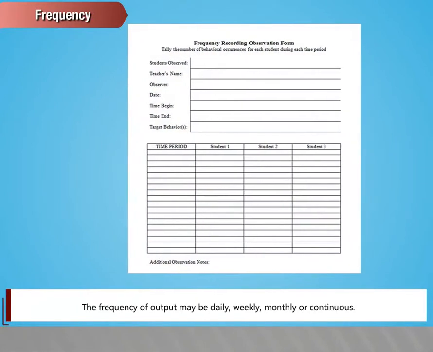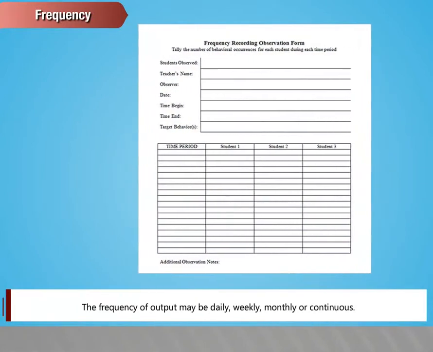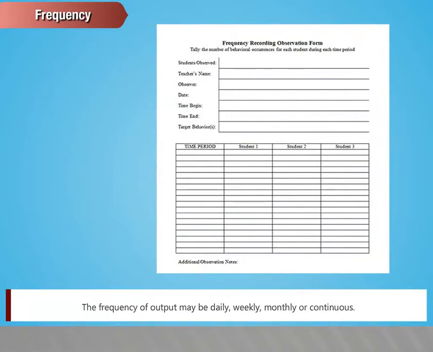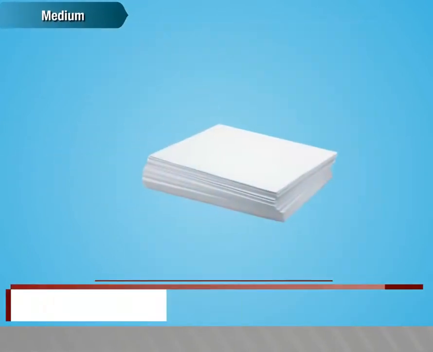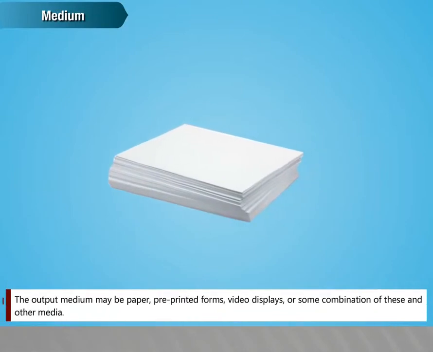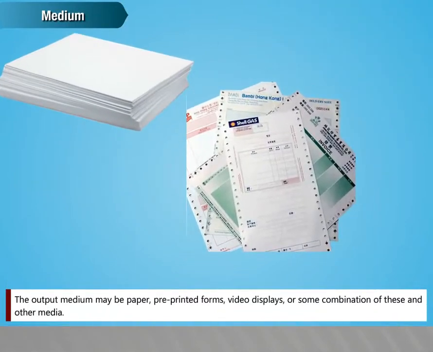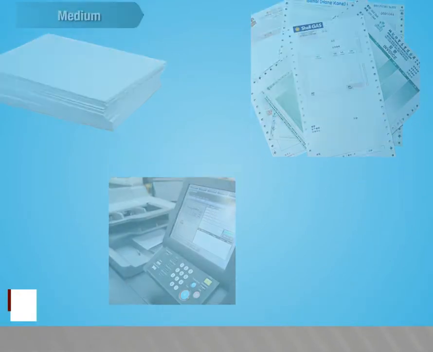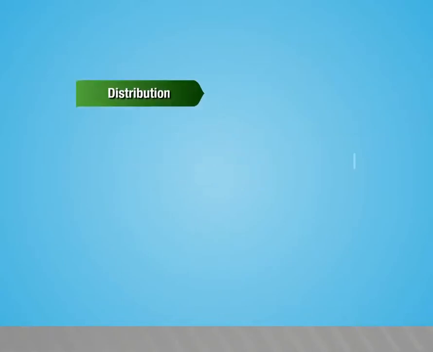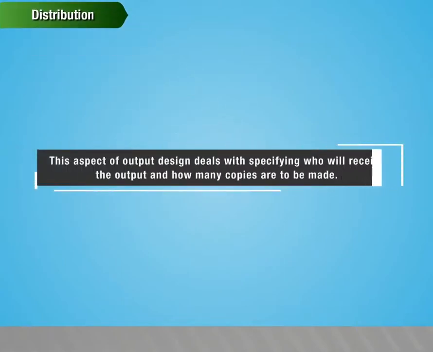The frequency of output may be daily, weekly, monthly, or continuous. Medium. The output medium may be paper, pre-printed forms, video displays, or some combination of these and other media. Distribution. This aspect of output design deals with specifying who will receive the output and how many copies are to be made.